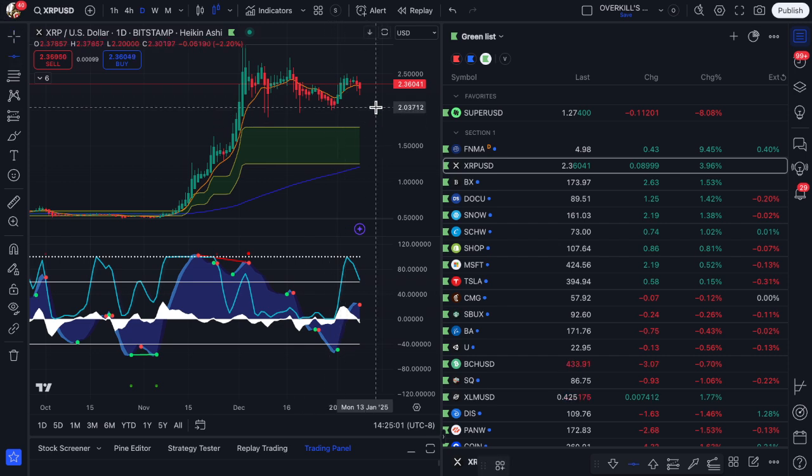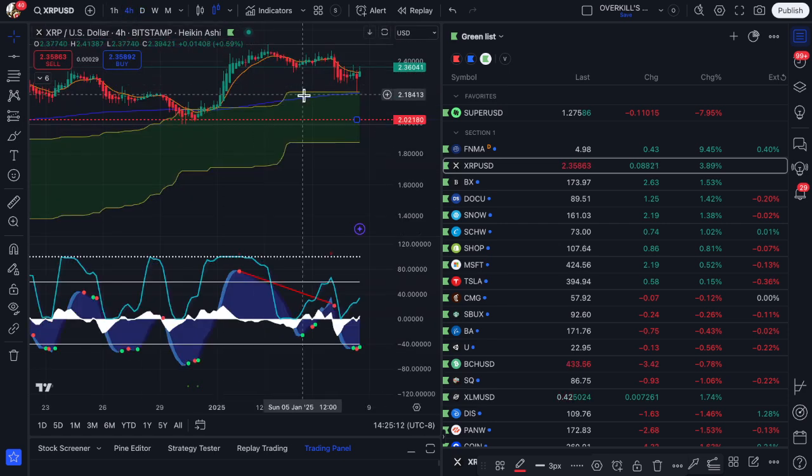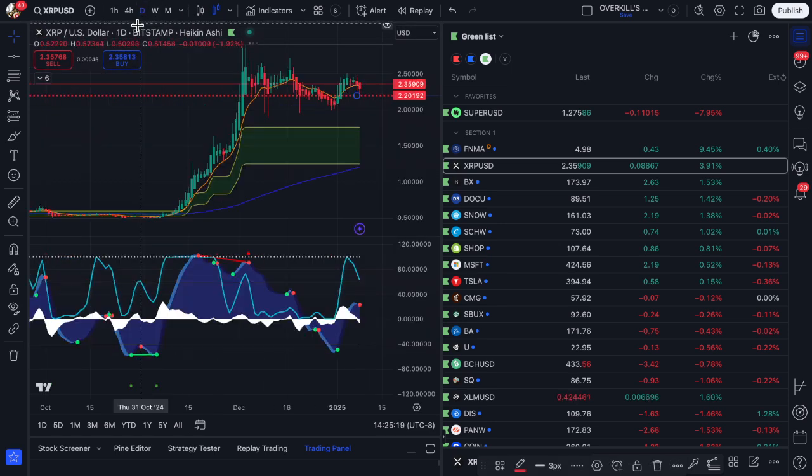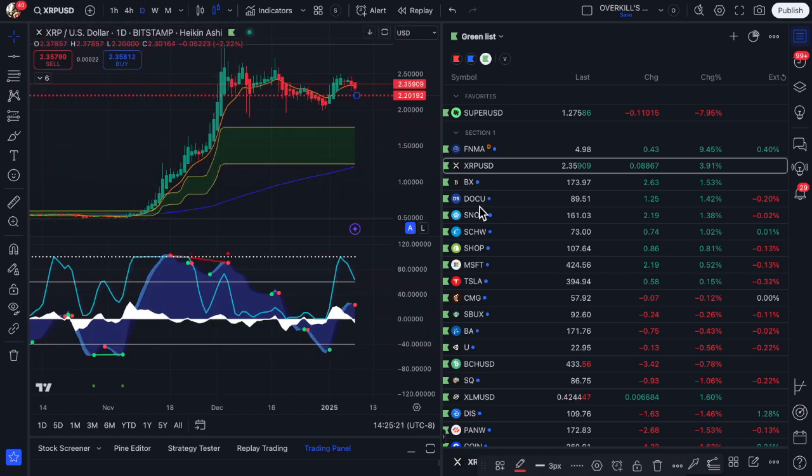So $2 is still that very, very strong support level for XRP. You can see it dipped into it there, ripped up, dipped into it there, ripped up, dipped into it there, ripped up. Didn't even get close this time. So the XRP 4-hour chart looks really, really good here. Stop loss on the trade would be 2.20. 2.20 on the stop there.